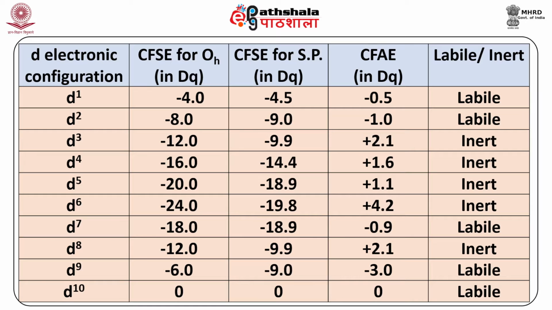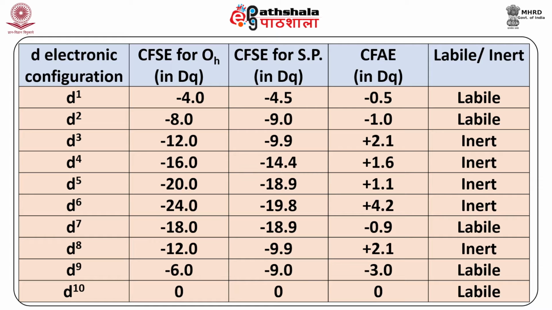So, by the same diagram you can find the crystal field activation energy for the low spin complex. From D1 to D3 the value of crystal field activation energy would be same, that is D1 would be labile, D2 would be labile and D3 would be inert.